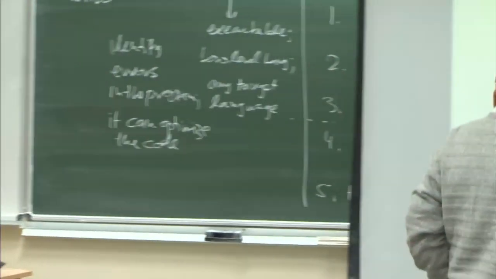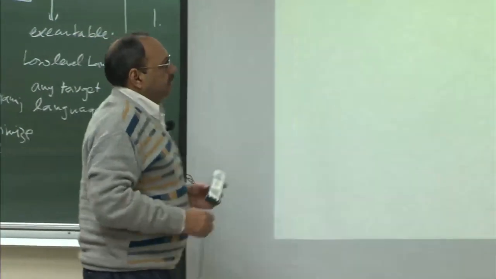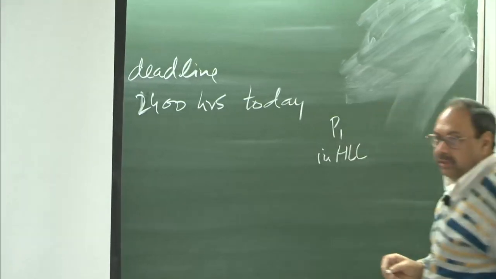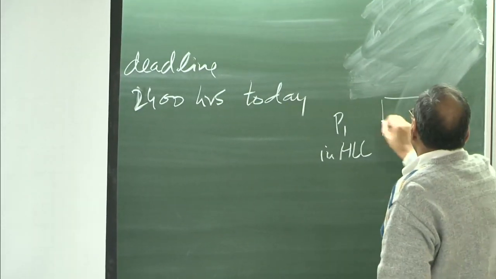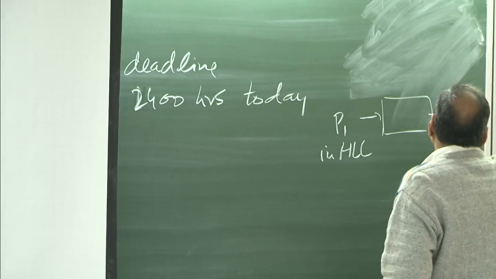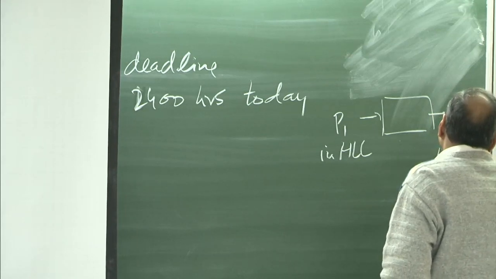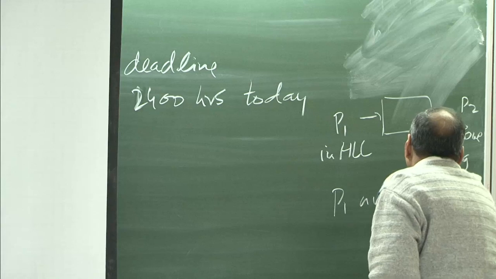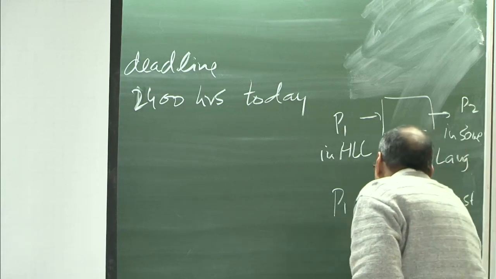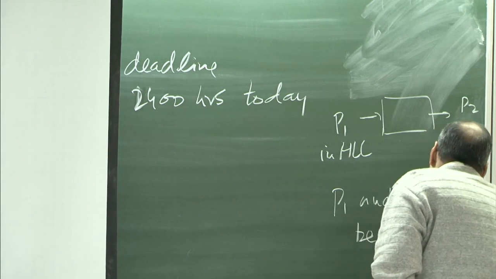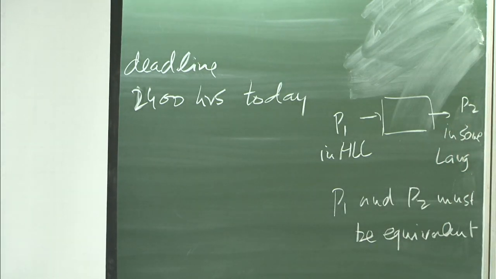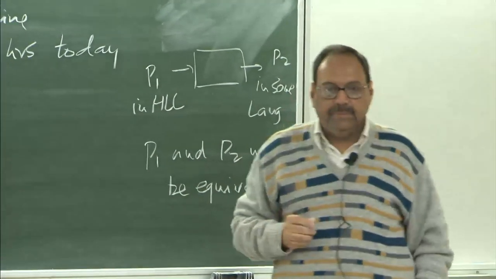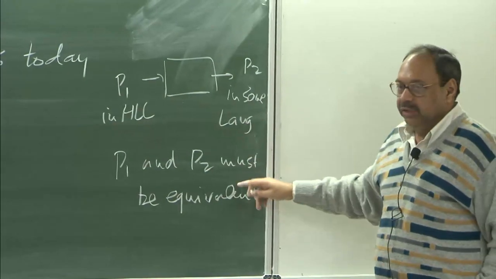Okay. So let me again give you certain scenarios. I have this program P1 in some high-level language, and then I have the compiler here. The compiler gives me a program P2 in some language. And what you're saying is P1 and P2 are equivalent. Is that doable? So first, is this doable?